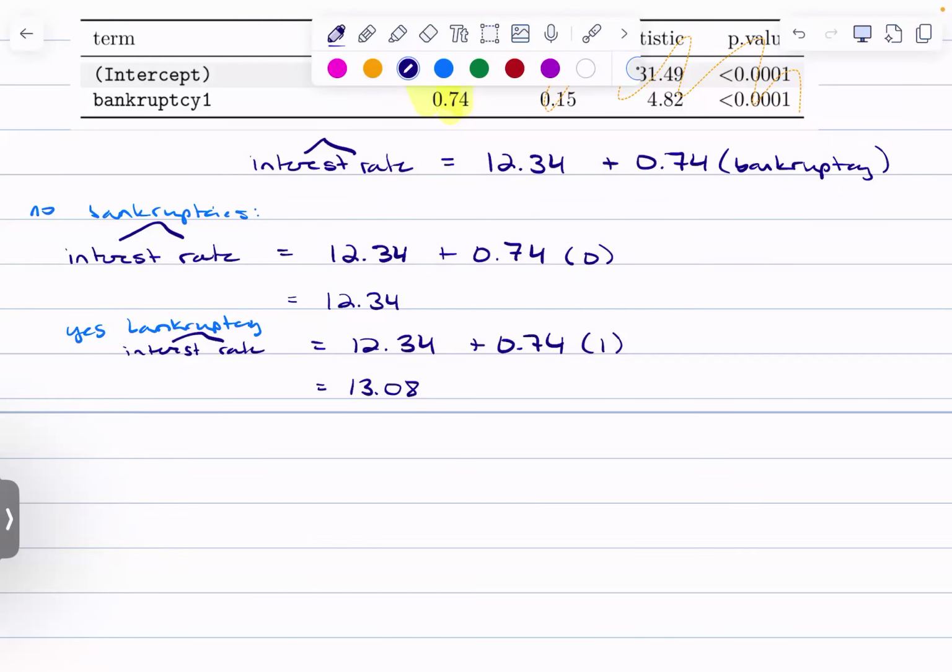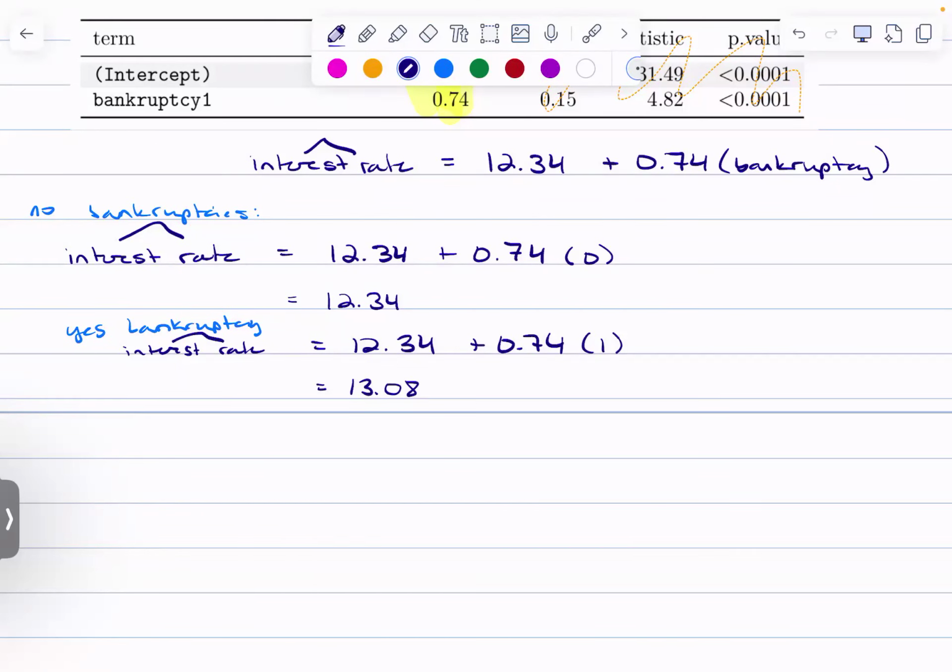And so those are predicted interest rates with just this categorical variable as our explanatory variable. And because it just has that on-off switch, it's just got this binary outcome 0, 1, then we only need to incorporate the 1. And if it's not 1, then it's times 0, and your predicted value is just the intercept.